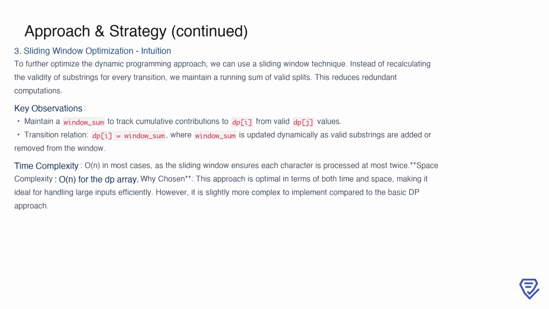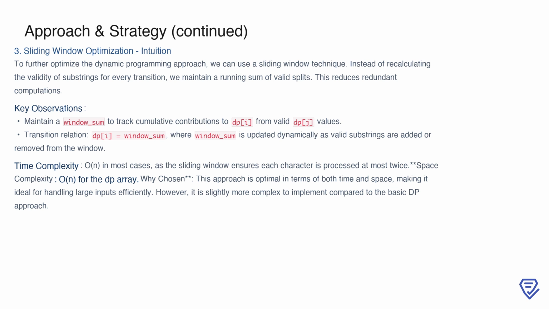To further optimize the dynamic programming solution, we can apply a sliding window technique. Instead of recalculating the validity of substrings for every transition, this approach maintains a running sum of valid splits using a window_sum. The idea is to dynamically update the contribution of dp[j] values to dp[i] as valid substrings are added to or removed from the window. This reduces redundant computations and makes the process more efficient. Specifically, dp[i] is simply assigned the value of window_sum, which is updated as we slide through the string.